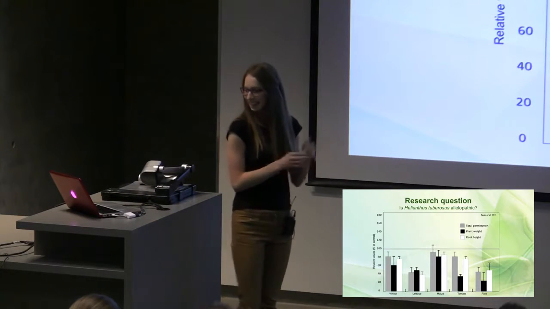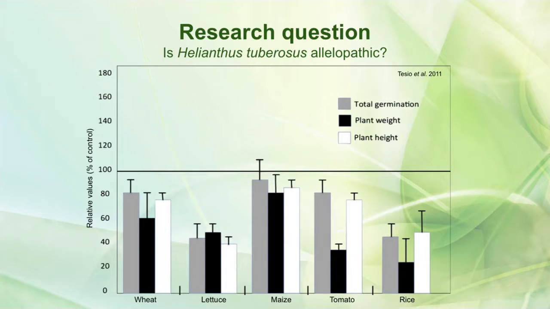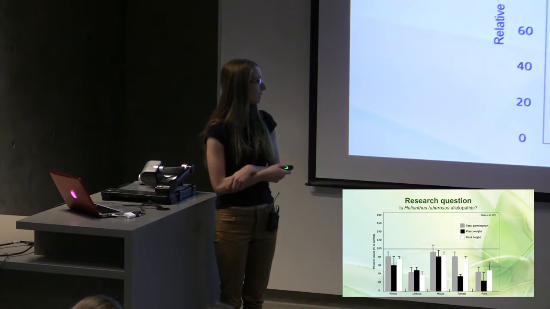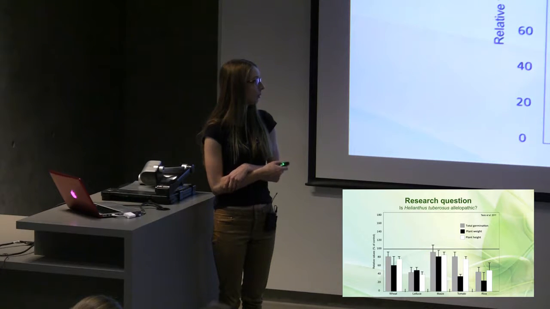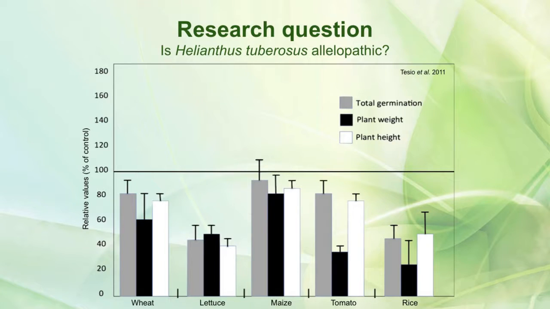So now we have some data. This is a figure from a paper published in 2011. And they used the mechanism I just described for their experiment, and they tried to grow tomato seeds in Helianthus tuberosus. They also tried to grow rice, maize, lettuce, and wheat. This horizontal line across the middle is how well the plants grew in water, so that's 100% growth. And you can see that no matter the indicator species, and no matter what was being measured, when you tried to grow these plants in Helianthus tuberosus, it always fell short of 100%. So growth was inhibited when you grew them in Helianthus tuberosus, which definitely suggests allelopathy.